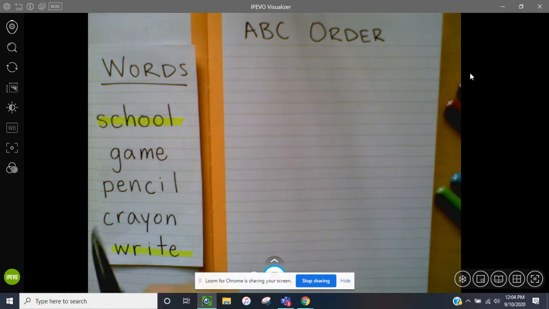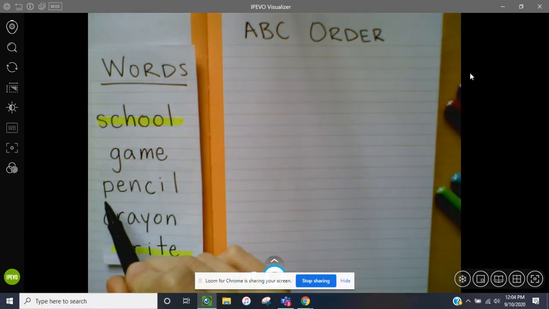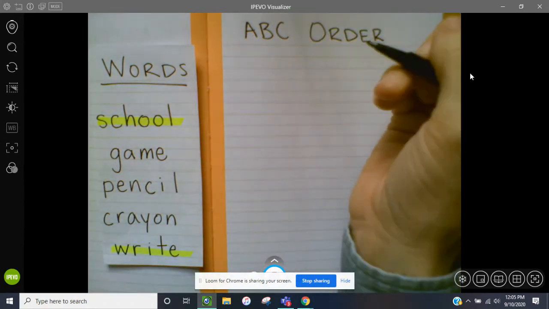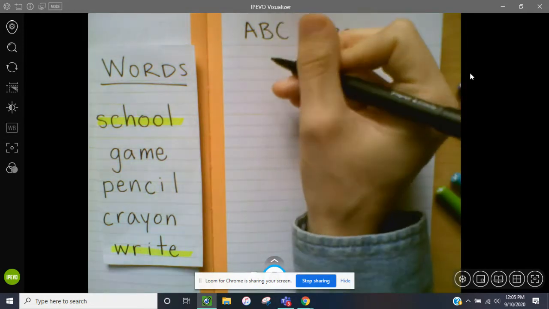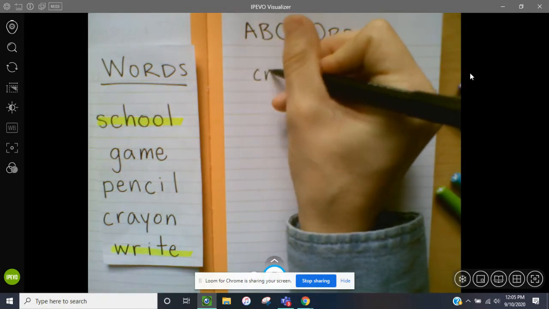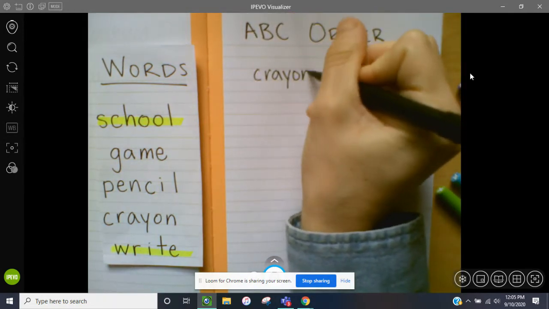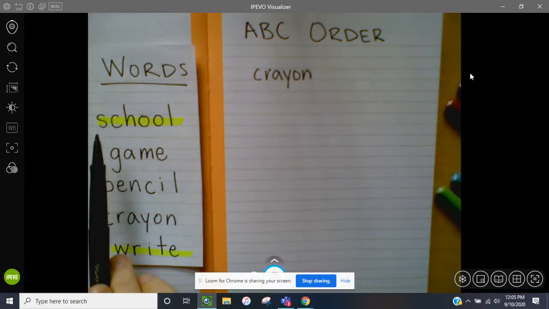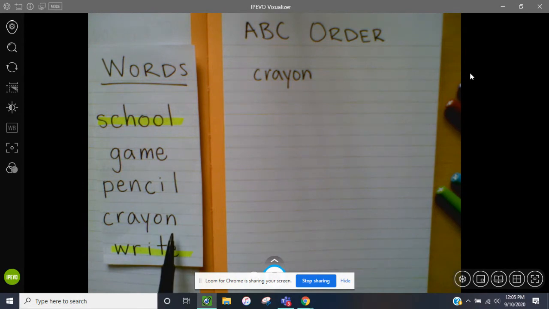So let's look. I have S, G, P, C, and W. I have to think which of those letters comes before the rest in the alphabet. And you're right, it is crayon, C. So C is going to come first. So I'm going to put crayon as my first word. Now let's look at the next one. I have gotten rid of crayon. I've already written that down.